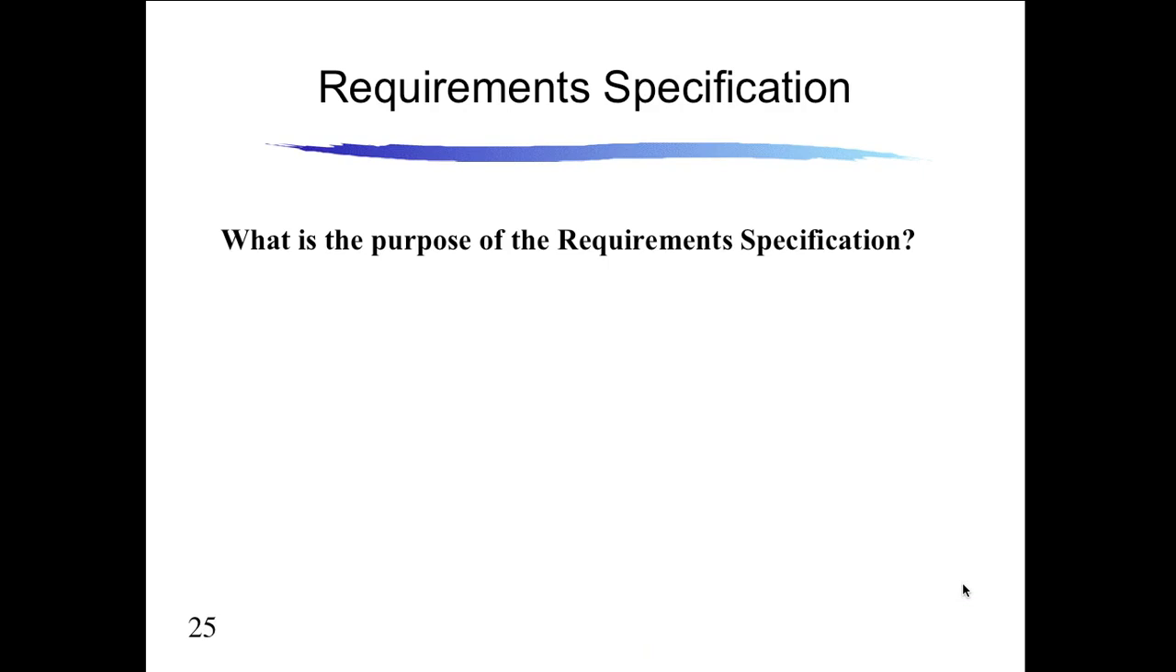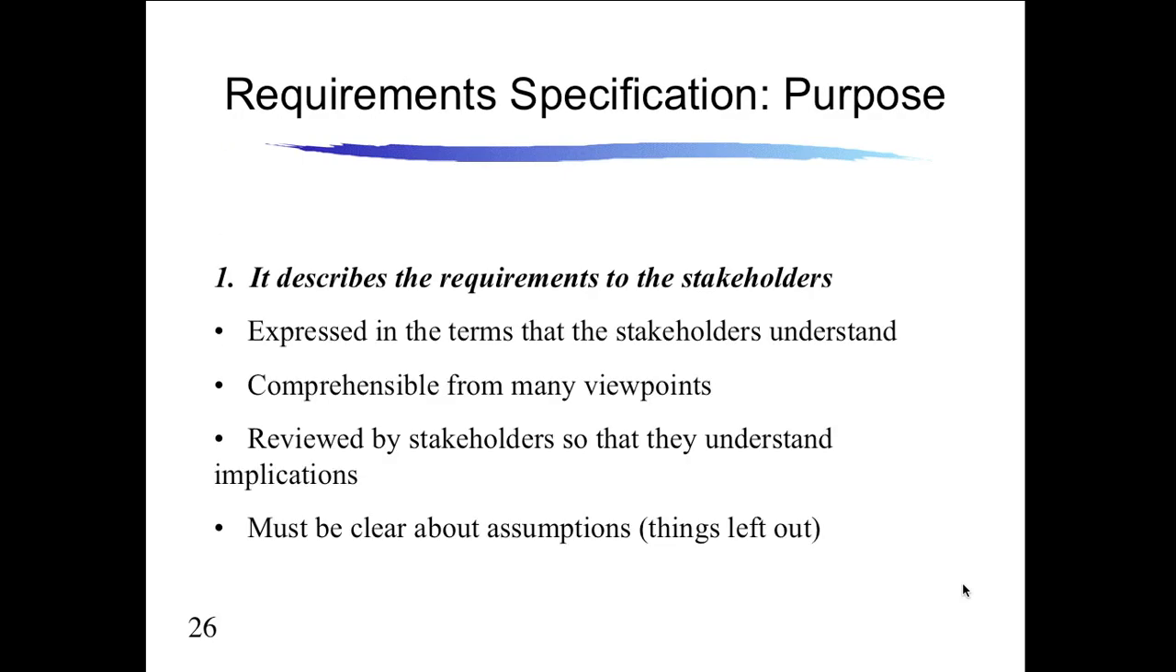So in terms of the requirement specification, what is the purpose of the requirement specification? The purpose for you in this class is to define what you're going to build. In the real world, it describes the requirements to the shareholders. After you put it together, you'd actually take it over. You don't have to do it for me because I'm just going to read it. But you take it back to the customer, set up a meeting, and you go over it. And then that's the starting point for the contract. So it expresses the terms so that they understand, hopefully.